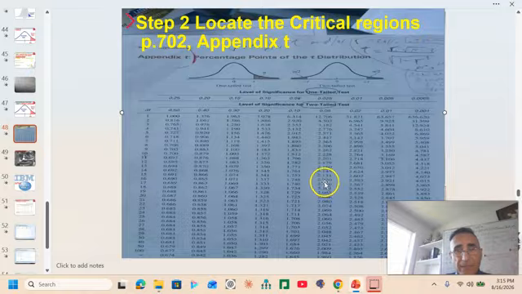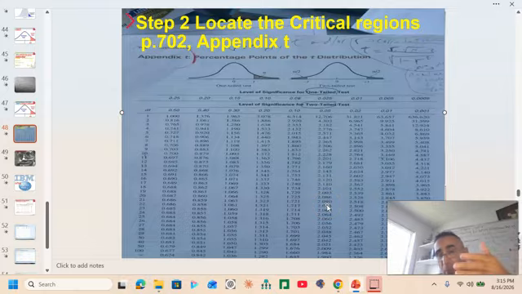If your calculated T, or Z, these are z-scores, okay? And the calculated z that we calculated was 6.66. If that number is greater than these numbers, then it's going to go in the region, the rejection zone. If it falls short, fail to reject.